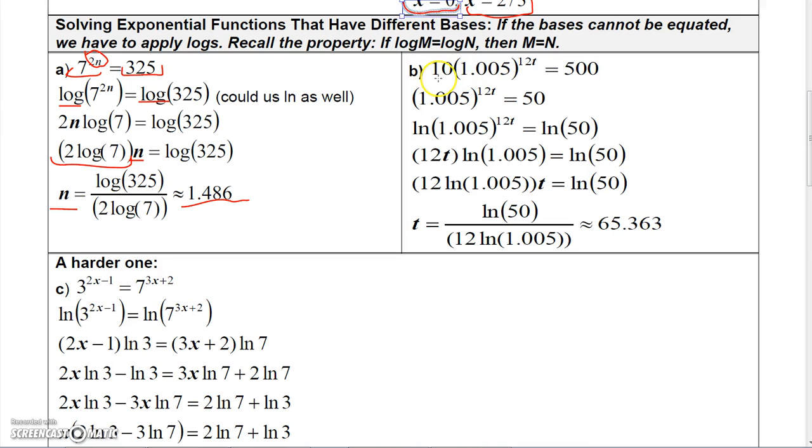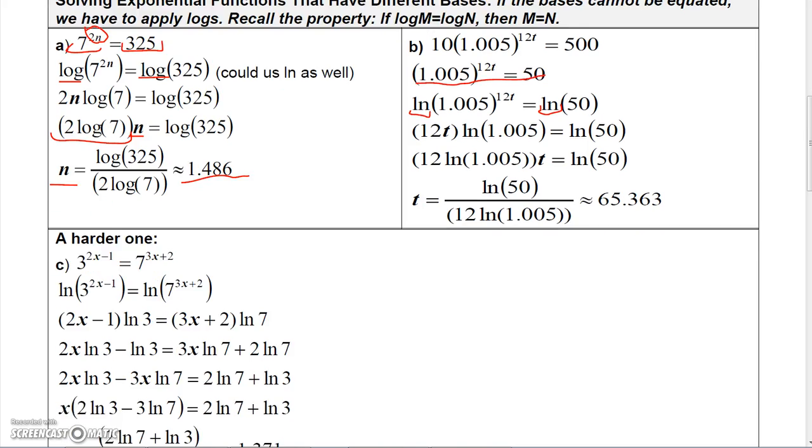Now, here's another one, and I'll leave you to read this one, but you can pause the video if you need to. But notice here on this one, first thing I did is I divided both sides by 10, and then I took the log of both sides. Now, here I used the natural log on both sides. And on both of these problems, it doesn't really matter which one you use, as long as you use the same log on each side of the equal sign.